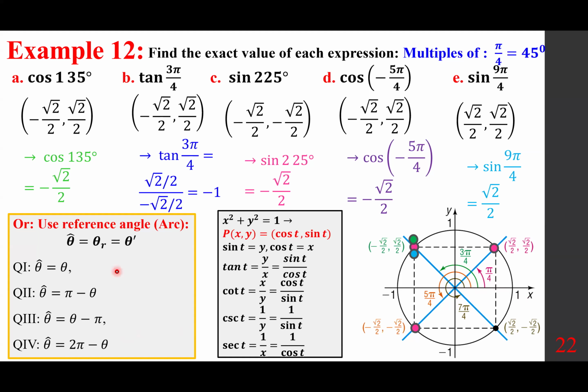So using the reference arc, what happens? The value is identical to the reference arc. You just have to figure out the sign, whether it's positive or negative. So in this quadrant, you know x is negative, y is positive. In this case, both of them are negative. In this case, x is positive, y is negative. So using the reference arc makes it very easy to figure out the value. So the value is the same as the reference arc, either positive or negative.